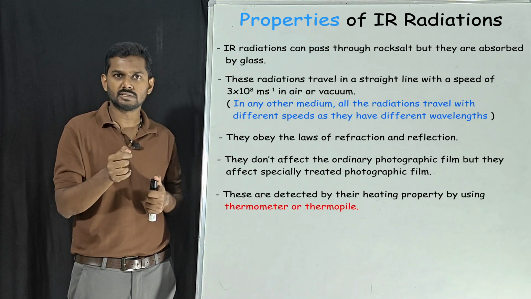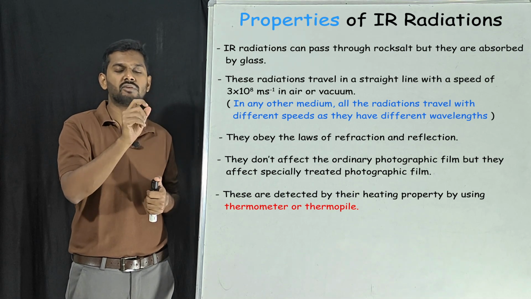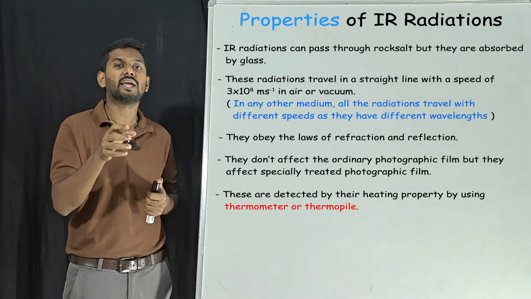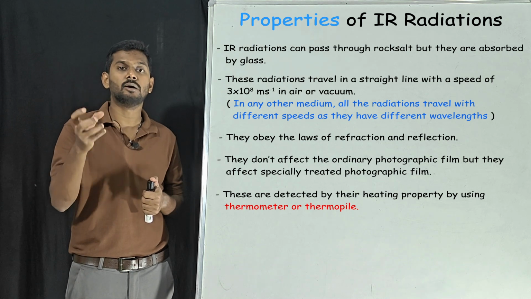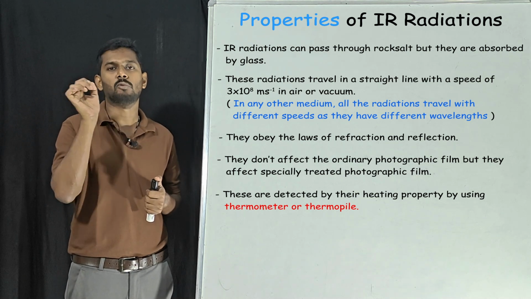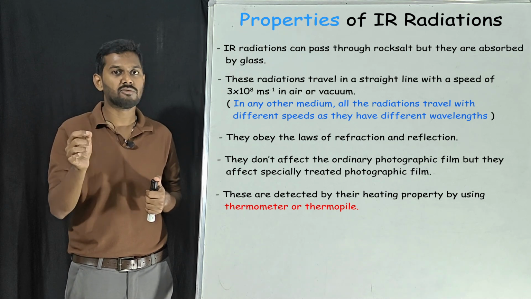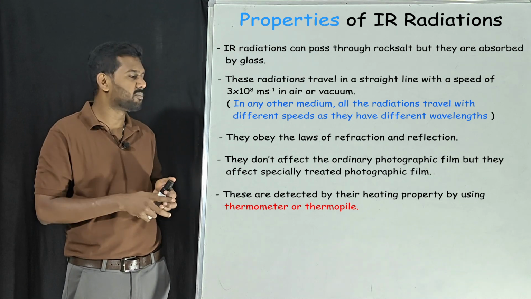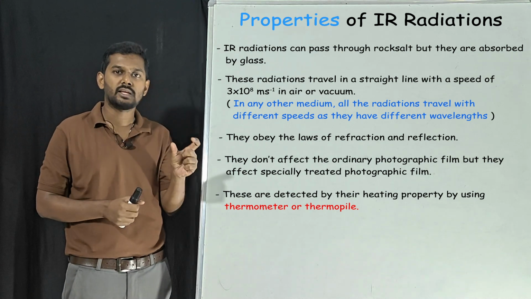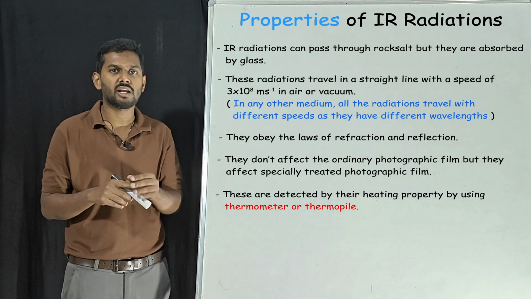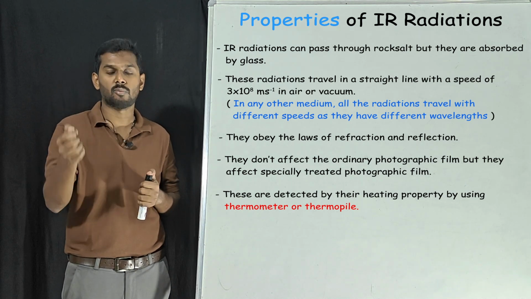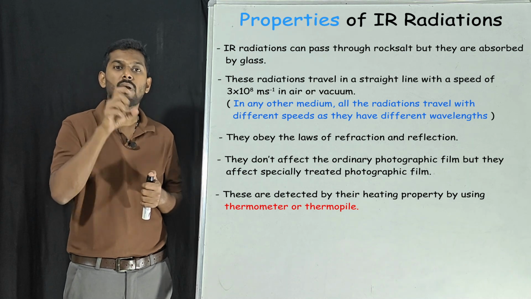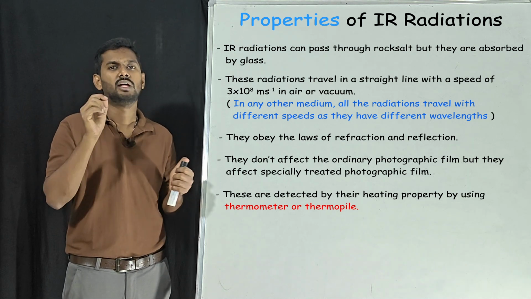These IR rays are detected using their heating property. Wherever the heating property is there, we can easily identify whether IR radiations are there or not using the blackened bulb thermometer or thermopile. See, thermopile is a device which converts heat energy to electrical energy. So what you need to remember about this property: these IR radiations are identified by using their heating property. And which device are we using to identify this? Blackened bulb thermometer or thermopile.